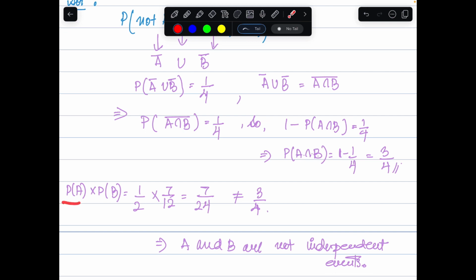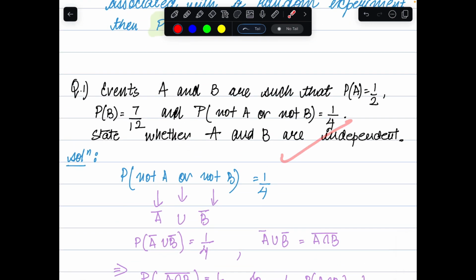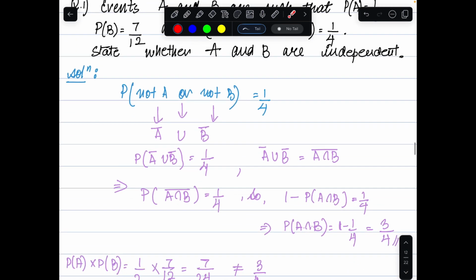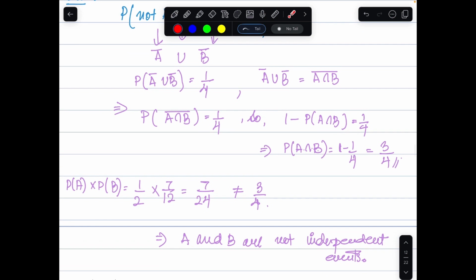Now I will find the product of P of A and P of B, that is 7 by 27, which is not equal to P of A intersection B. That means A and B are not independent events. So over here you don't even know what random experiment you are carrying out and what these events A and B mean. They have just given us the probability, and just with the probability we can come to a conclusion whether they are independent or not. Okay. So over here they are not independent events.